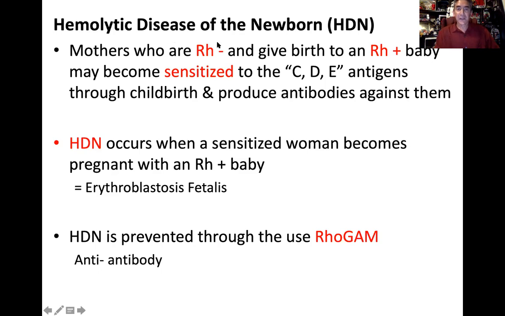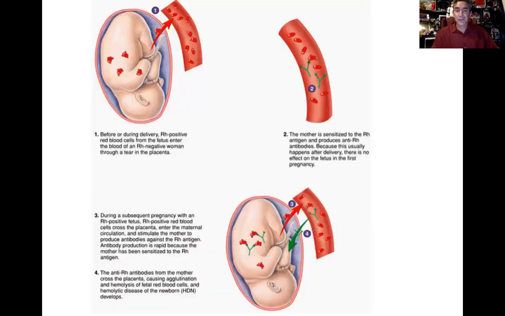So again, what is HDN? HDN occurs when a sensitized woman becomes pregnant with an Rh positive baby. So a sensitized Rh negative woman becomes pregnant with an Rh positive baby. Again, kind of a picture here. If there's cross-contamination of the Rh positive into the Rh negative blood of mom, mom starts to develop these green antibodies. First child is delivered, and then in the subsequent pregnancy, the baby is at risk.